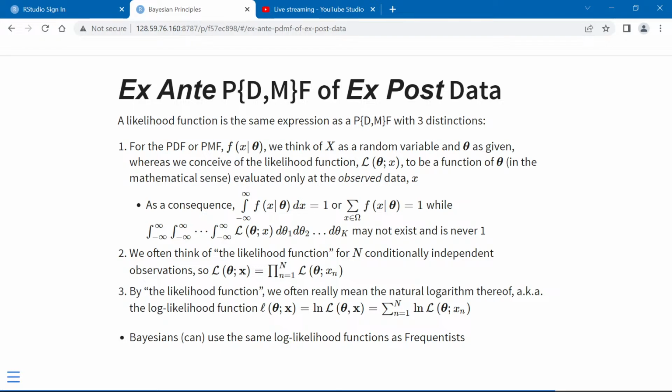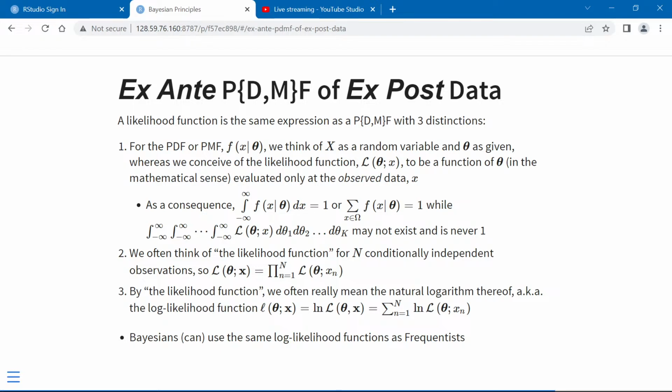One, if we have f of x given theta, we're thinking of x as the random variable and theta as given. Whereas with the likelihood function, it's the same expression, but we're considering it to be a function in the mathematical sense of theta that is only to be evaluated at the observed data and nothing else.